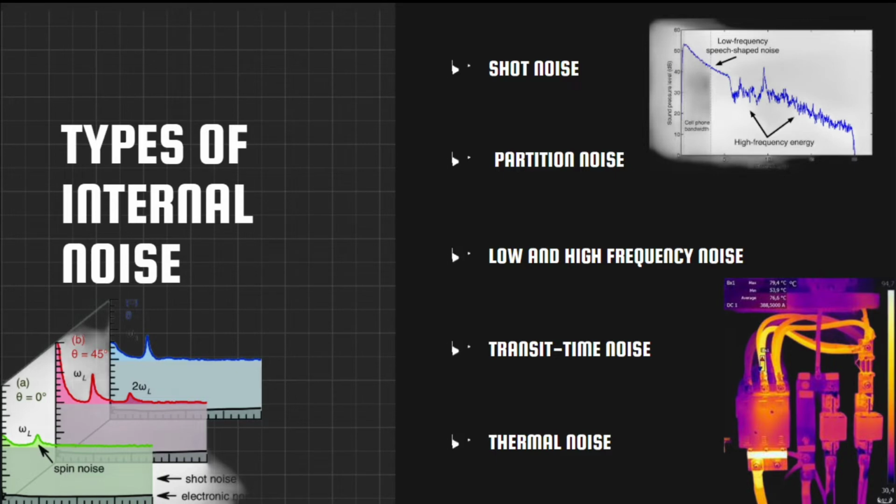Third, we have the low frequency noise. They are also known as flicker noise. These types of noise are generally observed at a frequency range below a few kilohertz. Fourth is high frequency noise, also known as transit time noise. They are observed in semiconductor devices when the transit time of a charged carrier while crossing a junction is compared with the time period of that signal.